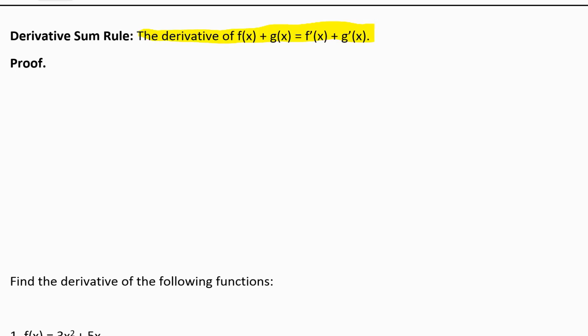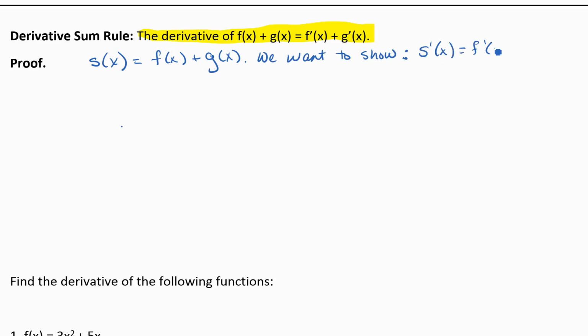them independently. And this, with our other rules, will actually allow us to take the derivative of any polynomial very easily, and lots of other functions. So let's have this new function. Let's call s of x, s for sum. We'll let it be f of x plus g of x. And what we want to show is that s prime of x is equal to f prime of x plus g prime of x.